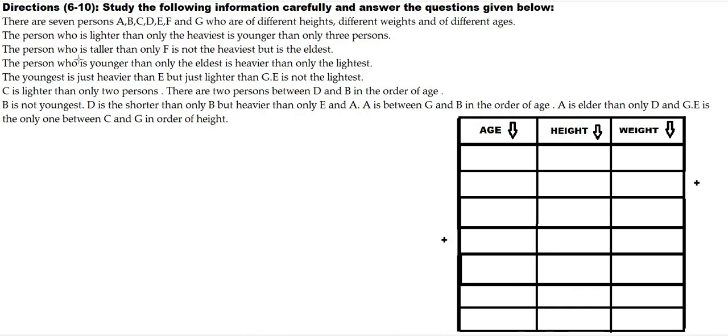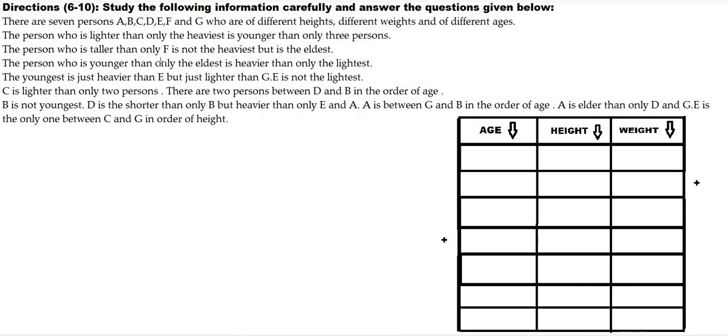The second point, the person who is taller than only F. Remember, the word only always plays a vital role in this kind of questions. Only F is different from F. The person who is taller than only F means nothing but F is the shortest fellow. And the author is talking about one person, that person is the second shortest fellow.